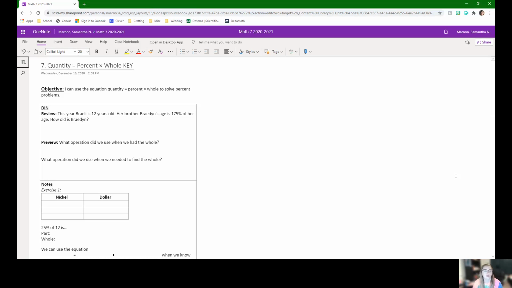So today we're going to be working on Unit 4, page 7, quantity equals percent times whole. So our objective today is we want to make an equation and use it to help us with any percent problem. Then we don't have to think about, do we multiply, do we divide? We'll just always use the same equation, and I'm going to show us how that works today. But first we have our DIN.